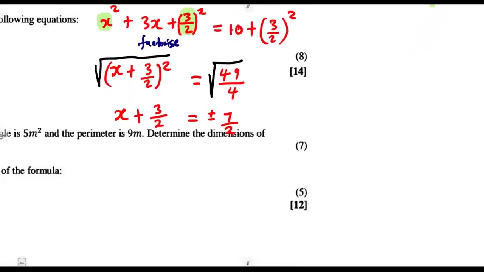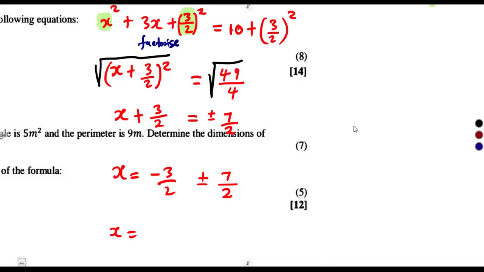So we can take this plus 3 over 2 to the other side. So it will be minus there, the moment it crosses the equal sign. So x is equal to minus 3 over 2, plus or minus 7 over 2. Take note, there's already plus or minus 7 over 2. So this one can be simplified. In case it cannot be simplified, guys, that's where you maintain those square roots.